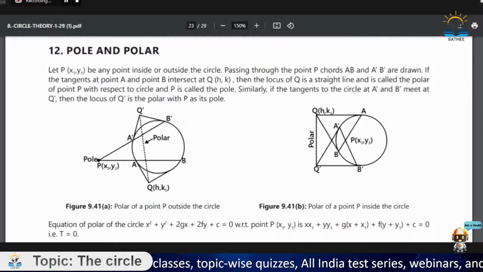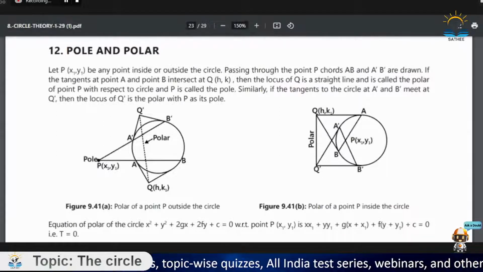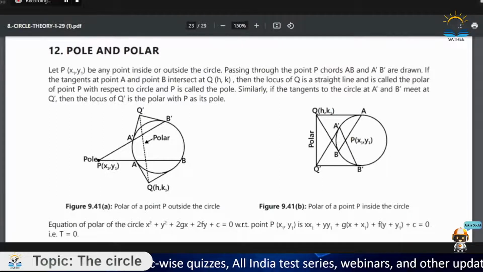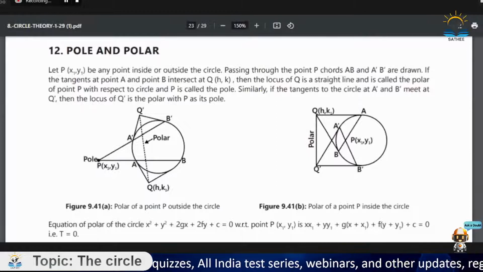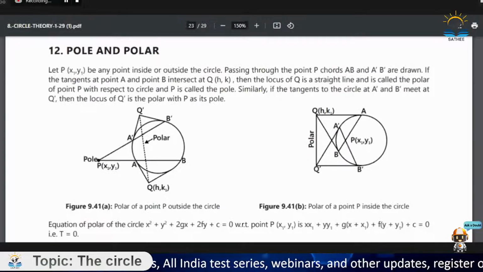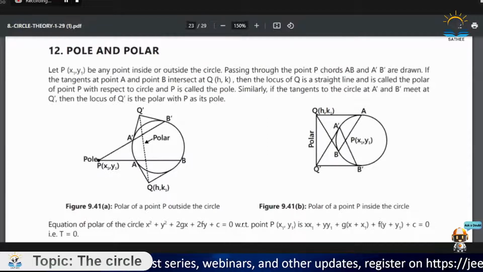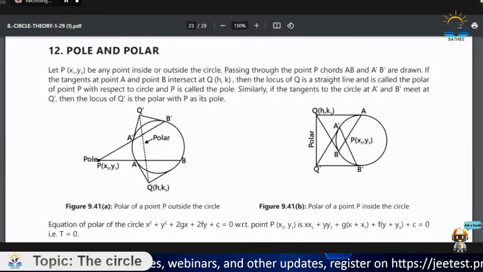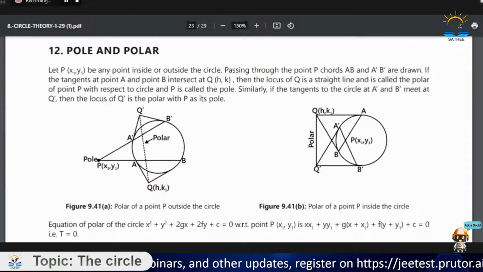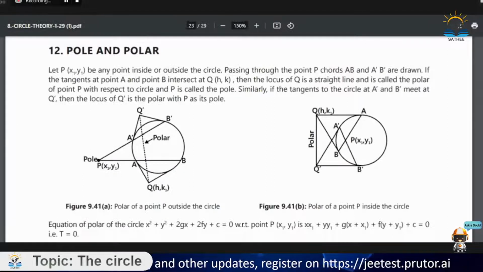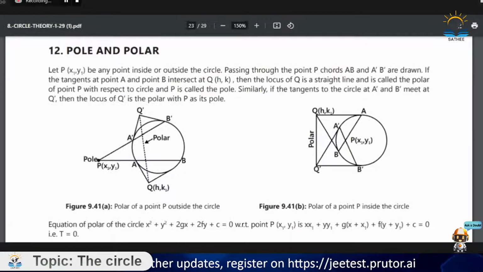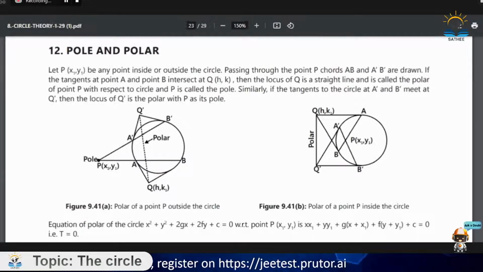Now let us see what is pole and polar of a circle. Now this is an important topic which has been asked in JEE Mains from the past 3 to 4 years. So see, let P x1 comma y1 be any point inside or outside the circle. Passing through the point P, chords AB and A dash B dash are drawn.